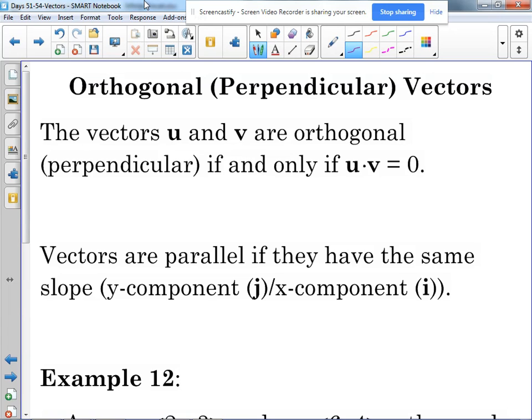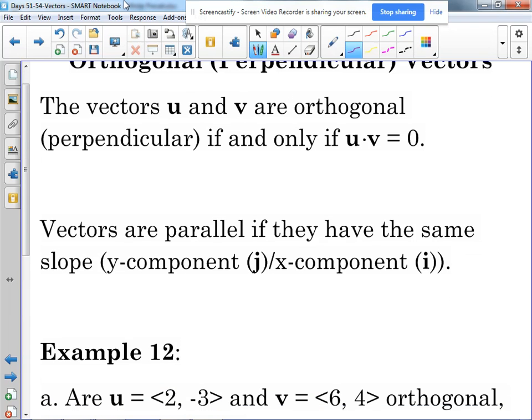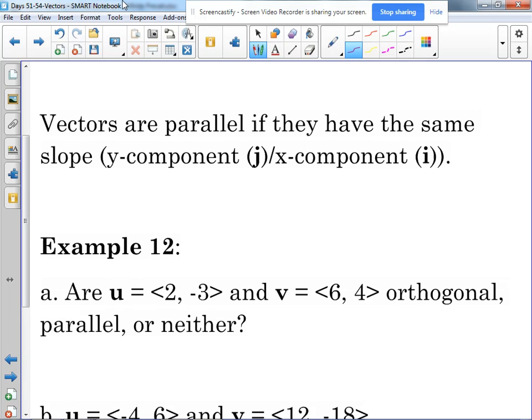Now, if they're not orthogonal and they don't have a certain angle in between them, we can also talk about them being parallel. Well, think about your vectors for a second. When we draw them, they're kind of like line segments, right? So parallel lines have the same slope, right? So we can figure out the slope of these things. Slope is y over x, or the j over the i, if we're talking specifically about vectors. So those are the two things that we're going to check if the question is, are they orthogonal, parallel, or neither?